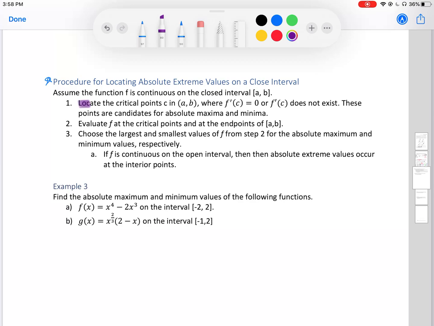So we're going to find our critical points by setting the derivative equal to 0. These are your candidates for absolute maxima and minima, though not to say that they are, since there are also funny points that can give a derivative of 0. 2. Next, we want to evaluate at the critical points and at the endpoints. 3. You want to choose the largest and smallest values of your function from step 2 as your absolute maximum and minimum values. If it's continuous on an open interval, then the absolute extreme value occurs at all interior points.